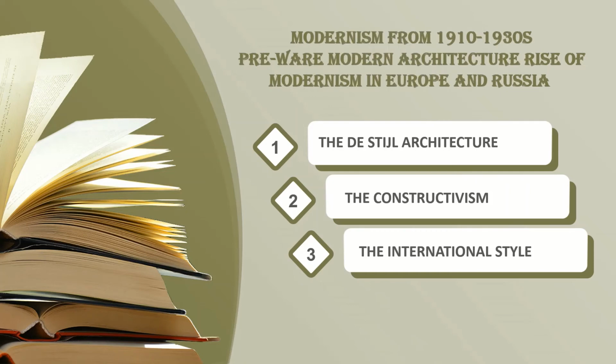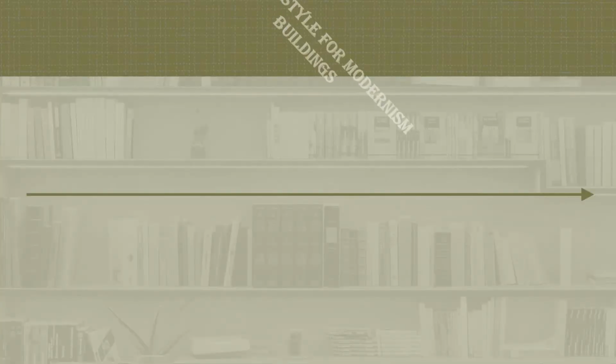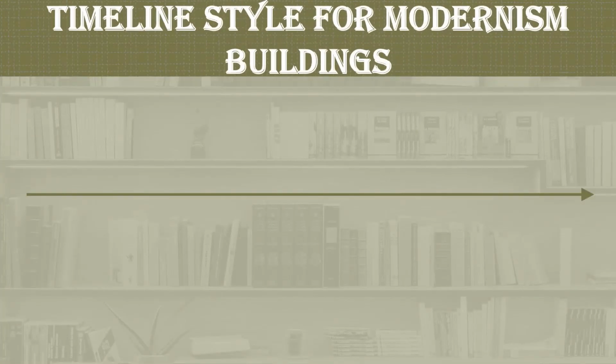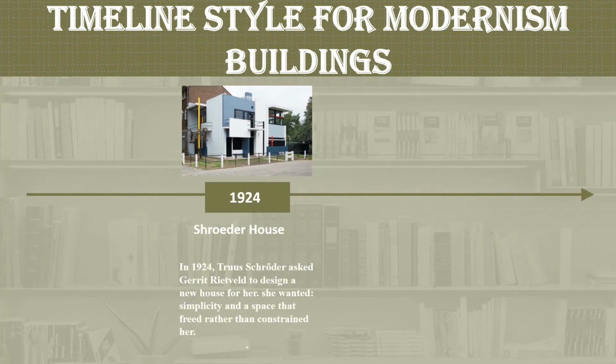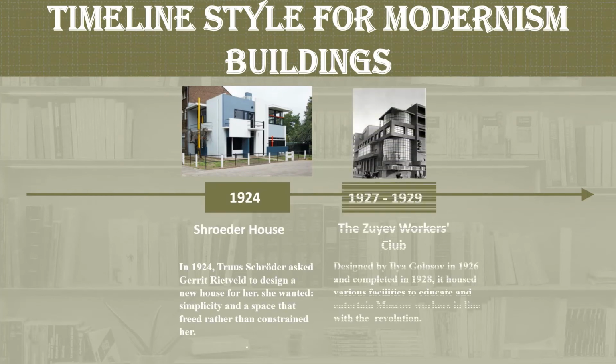I'm going to talk about modernism, pre-war modern architecture from 1910 to 1930. Timeline style for modernism buildings. The first building is the Schroeder House in 1924. The second building is the Zuev Workers' Club from 1927 to 1929.